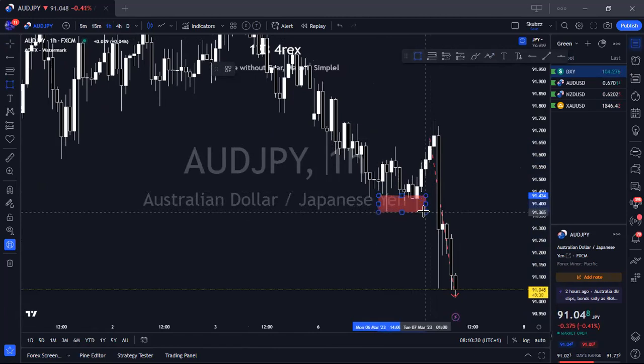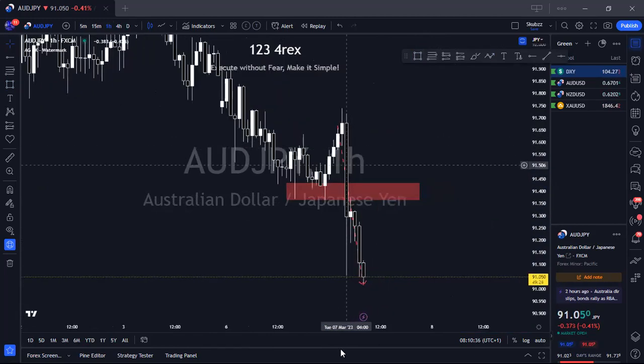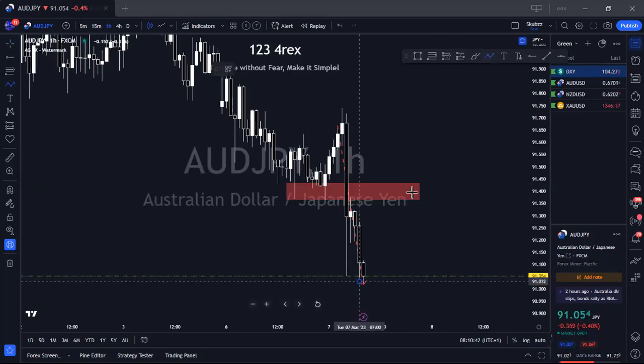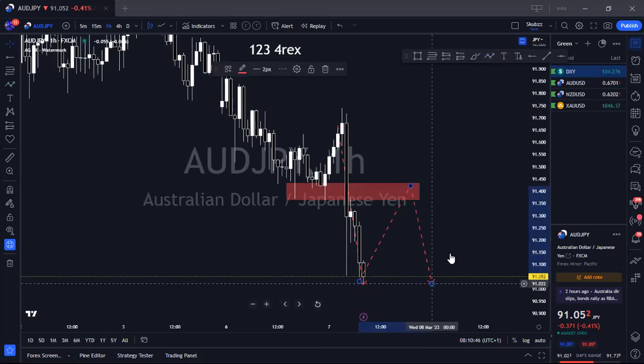We have this whole support level here that was broken. Most times when support levels are broken, when price gets back there next time, it tends to hold as resistance. So we can look at that scenario of price coming back, retesting it, and then we take sells from there to the downside. So you have to pay attention.